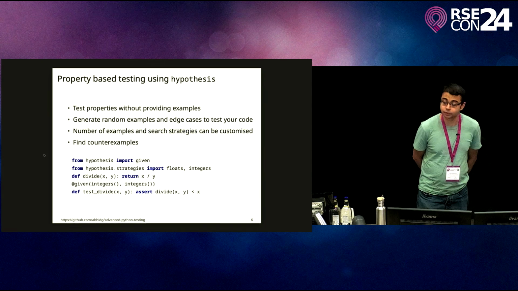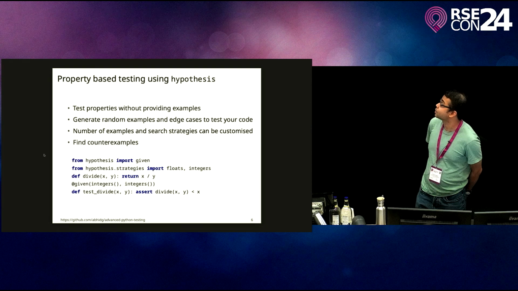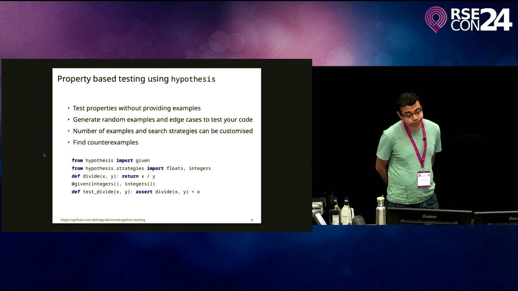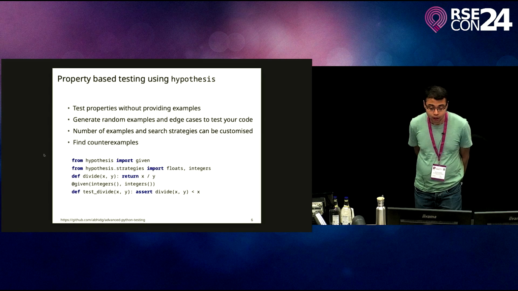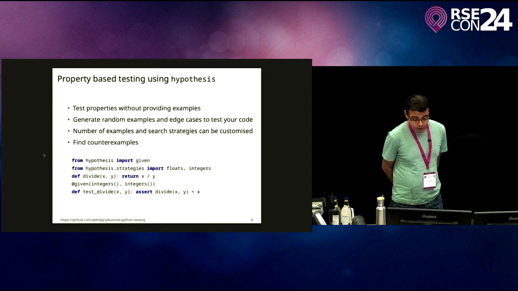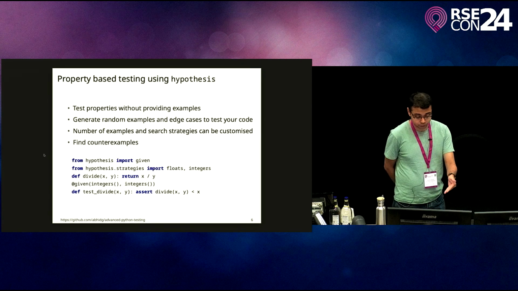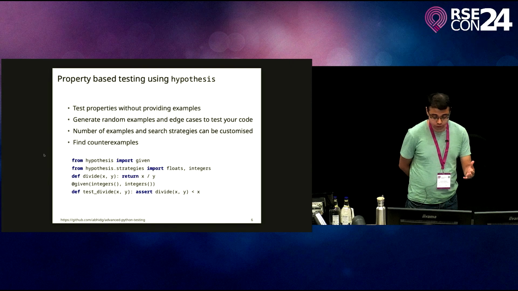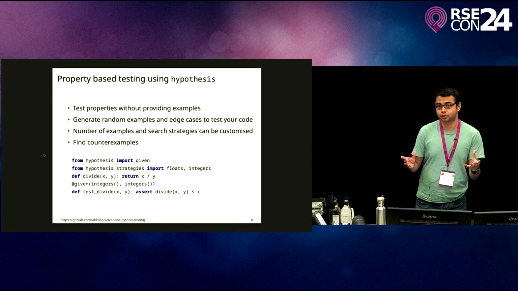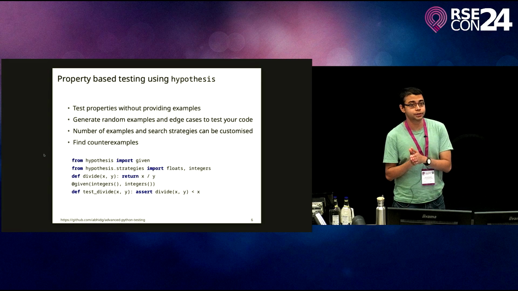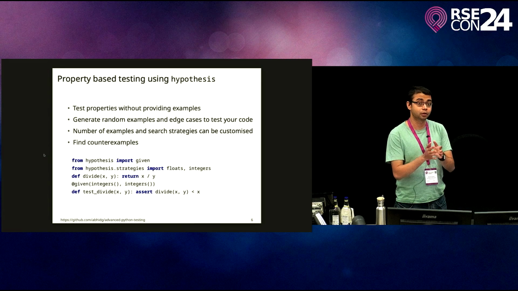So Hypothesis is I think the main property-based testing library in Python. Again, you test properties and you don't need to provide examples. So for example, you have this piece of code from Hypothesis. So what Hypothesis does is you write your test cases normally, as you do, but instead of giving examples, you have this thing called a strategy.